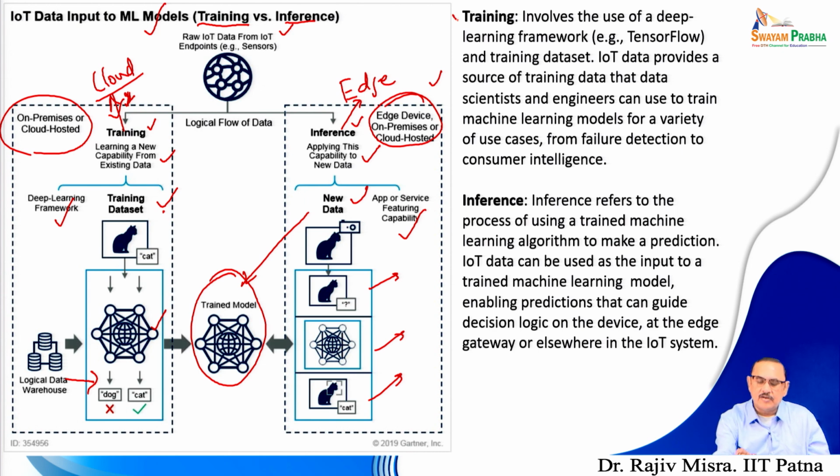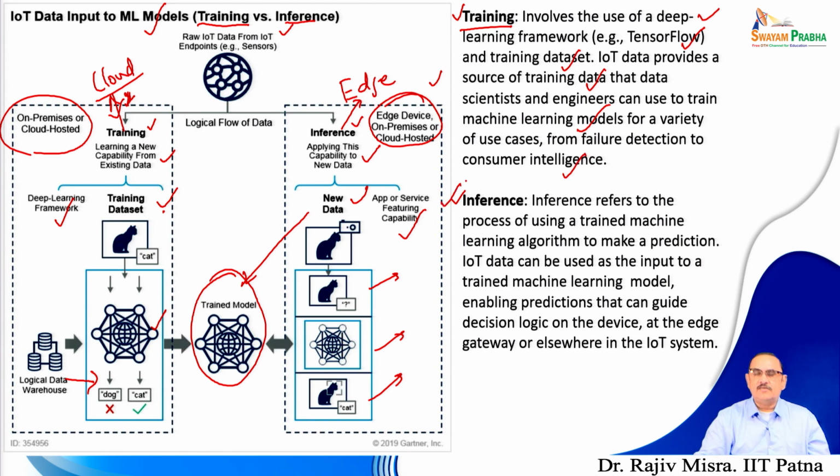Let us understand training and inferencing separately. Training involves the use of a deep learning framework, and let us say TensorFlow is one of the important deep learning frameworks, and the training data set. So, IoT data provides a source of training data that data scientists and engineers can use to train machine learning models for a variety of use cases, from failure detection to consumer intelligence.